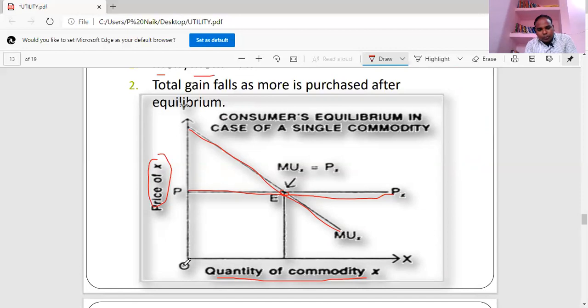The consumer is consuming up to this level of quantity, and here the consumer gets equilibrium, where marginal utility of X equals the price of commodity X. Taking from this point and paying this amount of money, the consumer gets the marginal utility, and the consumer reaches the total equilibrium at this point.